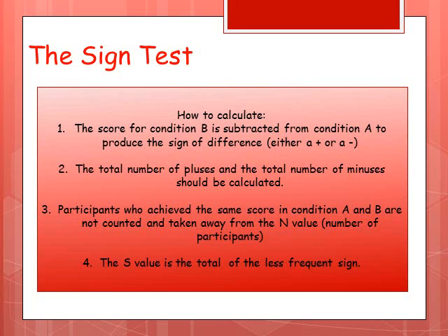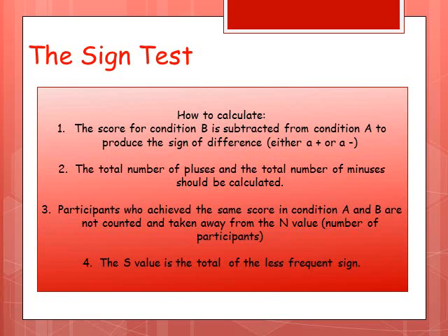So the scores from condition B is taken away from condition A to produce a sign of difference. So I'm either going to get a positive plus score or a minus score. I add up the number of pluses and the number of minuses, and I accept the S value as the one with the lower number. Any participant who got the same score in both conditions are not counted and they're taken away from the N value, so the number of participants. So as I said, the S value is the total number of the less frequent sign, so it's the lower number you have created.